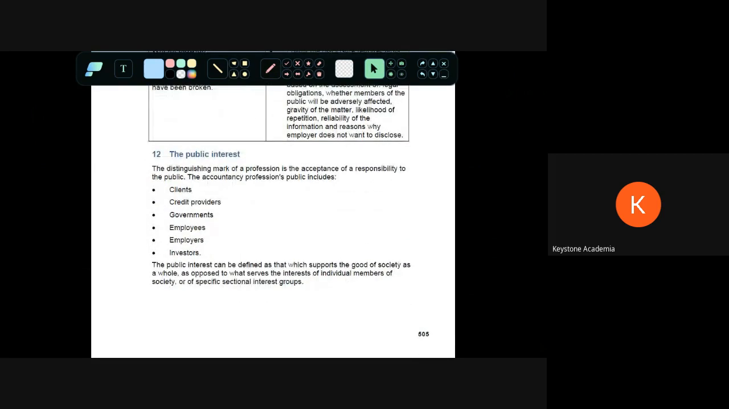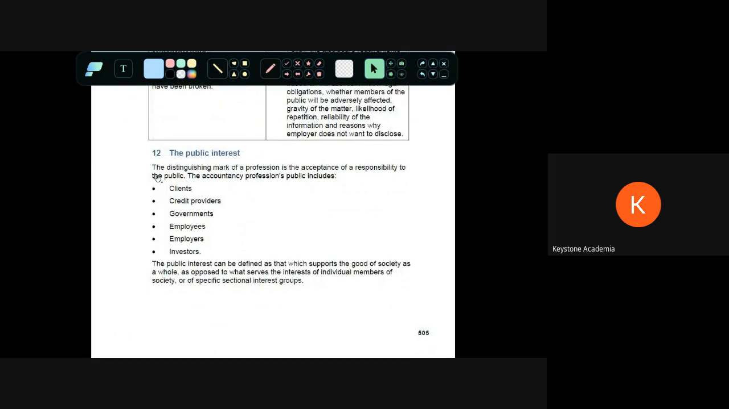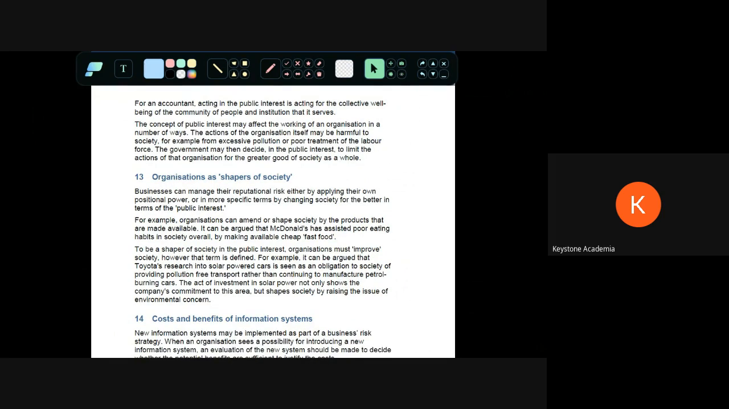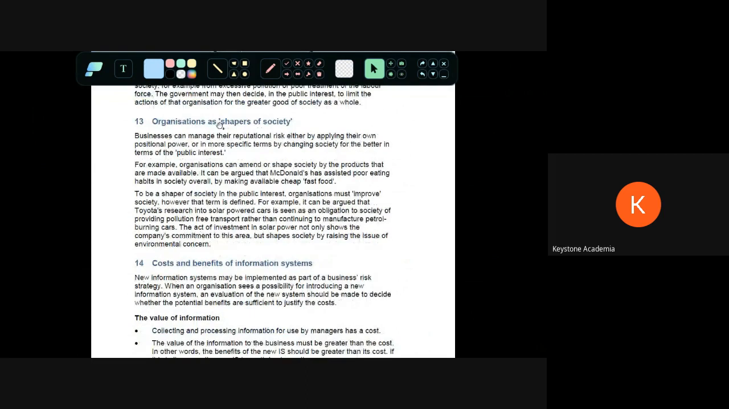Okay, the public interest: there are other stakeholders like your clients, credit providers, investors, government, employer, and employees. You can go through that. Organizations as a shaper of society. A company is known as a shaper of society only when it is doing something extra beyond their obligation.